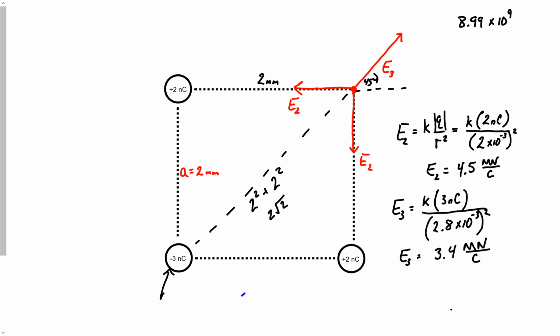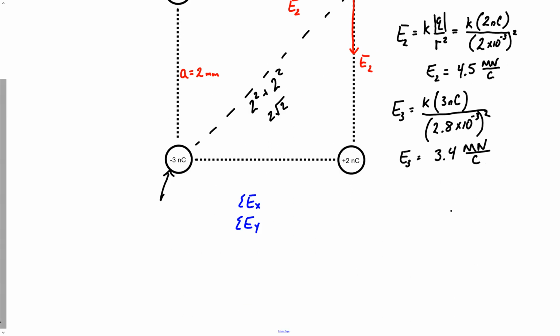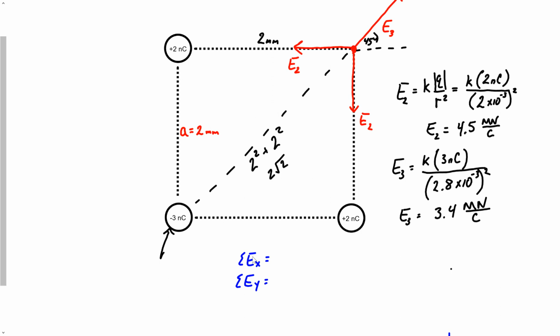I'm going to add up all of my electric fields in the x direction. I'm going to add up all of my electric fields in the y direction. I'm also going to hope that my goofy computer will work. There it goes. So I'm going to go back here and look. So electric fields in the x direction, I've got this E3, which is 3.4, and I'm just going to remember the meganewtons in here.